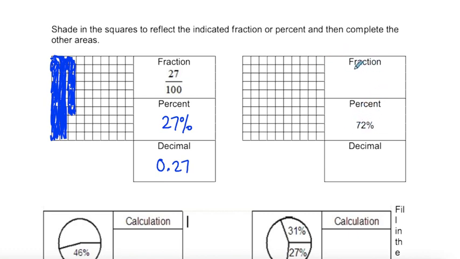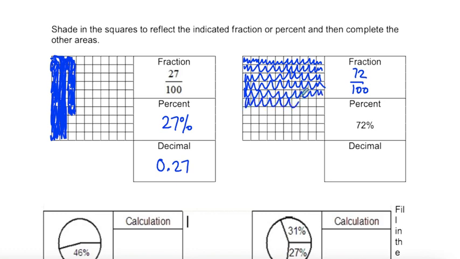72%. What does that look like? Well, that is 72 out of 100. So I know I have to shade in 72 squares. It can be any 72 squares. I don't have to shade in an entire row. I could do it completely random, but I'm going to go ahead and do rows. So this time I'm going to do rows instead of columns. I'm going to shade in 10, 20, 30, 40, 50, 60, 70, and 2. So again, it doesn't have to be pretty, but they do need to be shaded in.